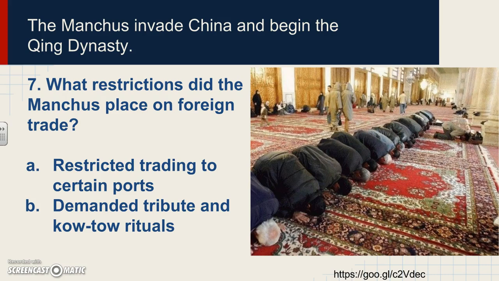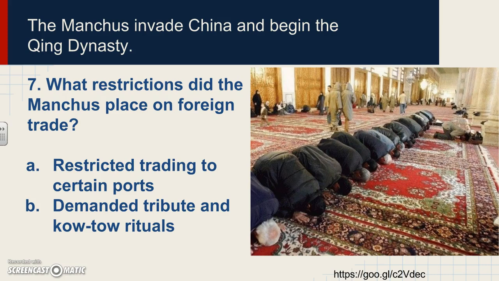Now, this is actually a picture of some Muslims praying, but this is the same idea of what a kowtow looks like. It's otherwise known as prostrating yourself. You put your head down on the ground, and that's what the Chinese rulers expected or demanded that the foreigners trying to trade do when they come and trade with them. Now, you can imagine some of the Europeans didn't like that, and we're going to talk about that a little bit. They also demanded tribute.